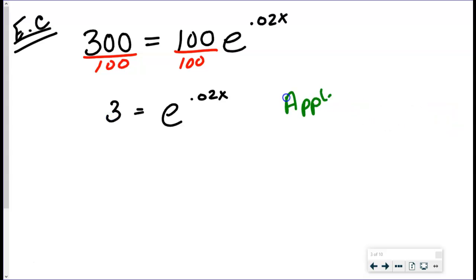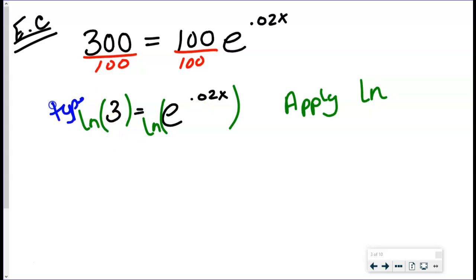Now, I'm going to apply the natural log to both sides. And let's see what happens. So this I need to type on my calculator. This, the natural log and the e cancel. Those are inverse logarithm and exponential pieces to each other. Oh boy, guys, I don't know what that is. Natural log of 3. Let me type.